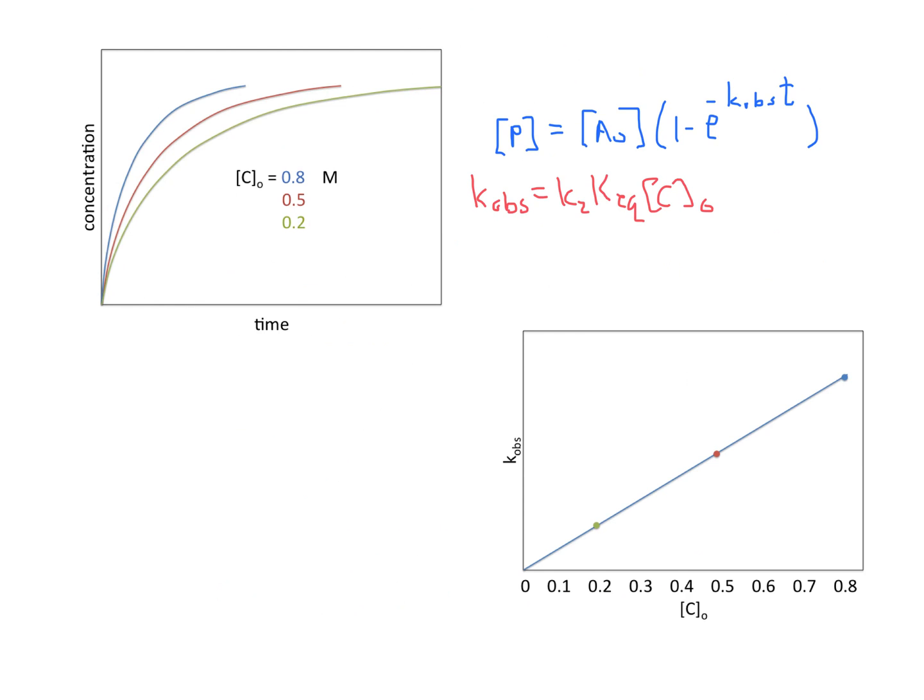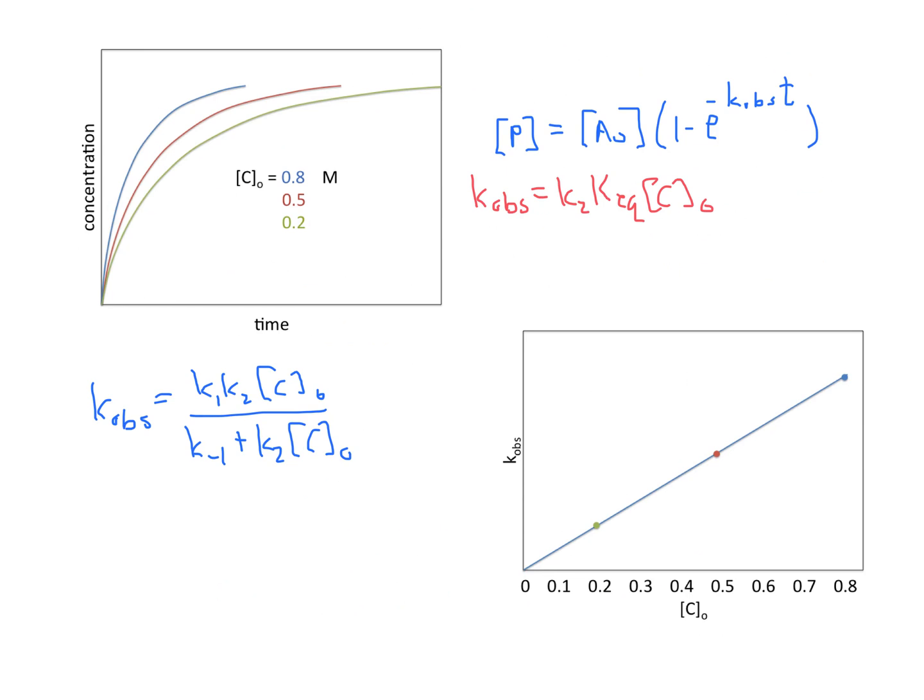In the case of the pre-equilibrium reaction, the observed rate constant is linear in the initial amount of C that I use. So if I graph the K observed values obtained by fitting these curves to the first order integrated rate law, I will get a straight line, and it should have a zero intercept because K observed is equal to K2 times KEQ, which is the slope of this line, times C naught, my X value, plus 0.